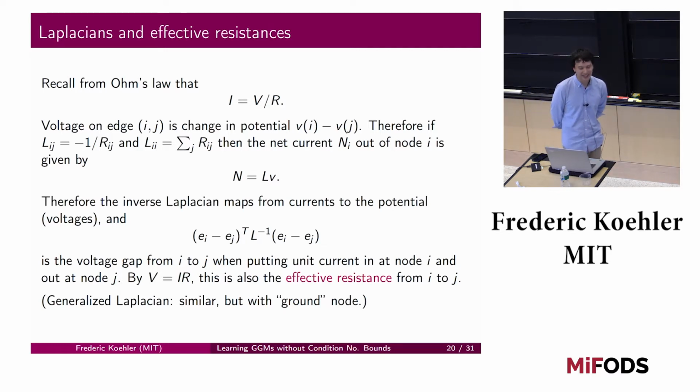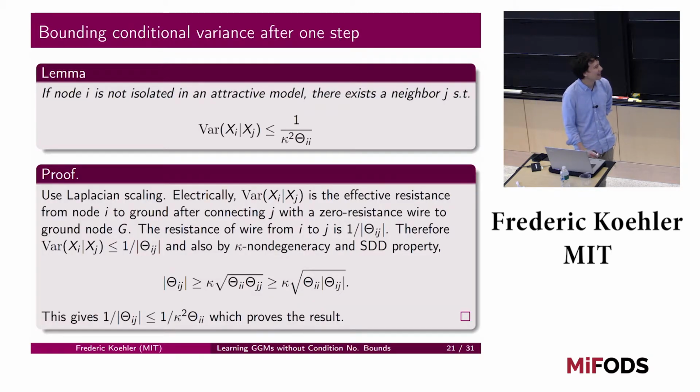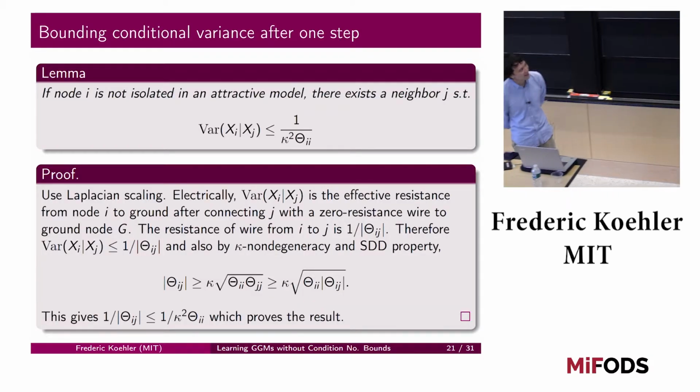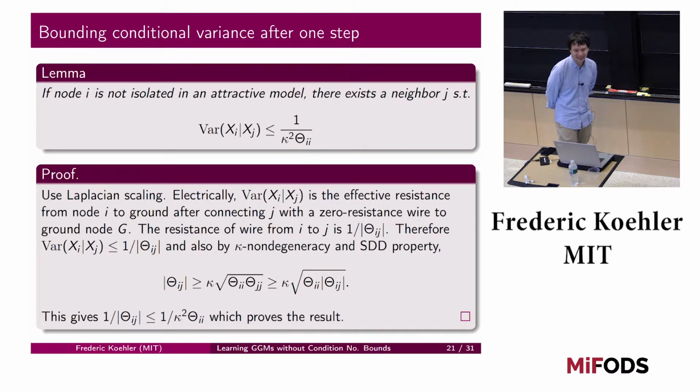Technically, in the general SDD case, the diagonal entries can be bigger than they would be in the Laplacian. And we call that a generalized Laplacian. The point is that it has a very similar electrical interpretation, but it involves this idea of electrical ground. So you have some excess on the diagonals, and that corresponds to connecting some resistors to this additional node, which we call ground.